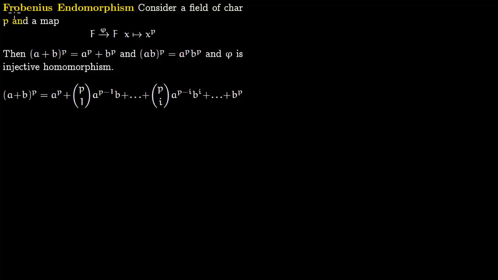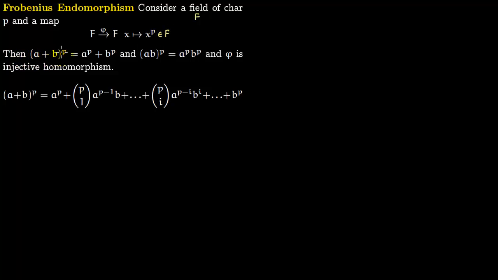In this lecture we talk about finite fields. So we start with the Frobenius endomorphism. Consider a field F of characteristic p, and consider this map from F to F. This is a homomorphism from F to F, and therefore it is called an endomorphism. It takes an element x of F and maps it to x to the power of p in F.